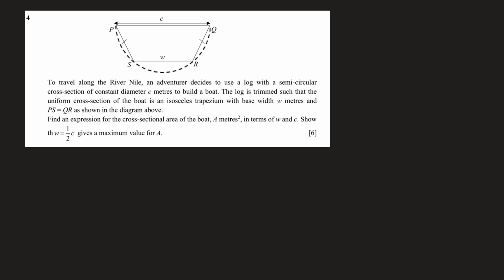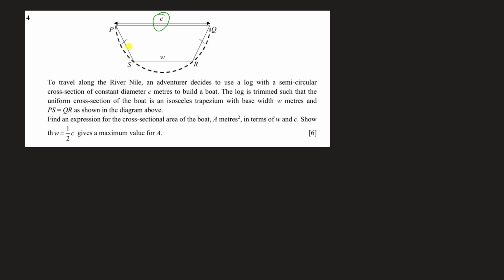Number 4, this is from the chapter of differentiation. To travel along the river now, an adventurer decides to use a log of semicircular cross-section of constant diameter c. So this is a constant number. To build a boat, the log is trimmed such that the uniform cross-section of the boat is isosceles trapezium. So this is the isosceles trapezium. Isosceles meaning this and this is the same, with base W and PS equals to QR.